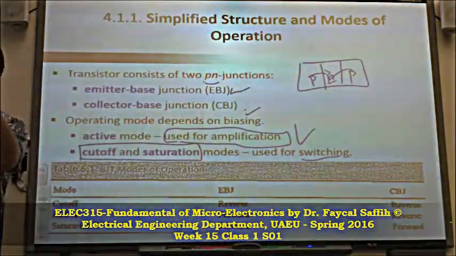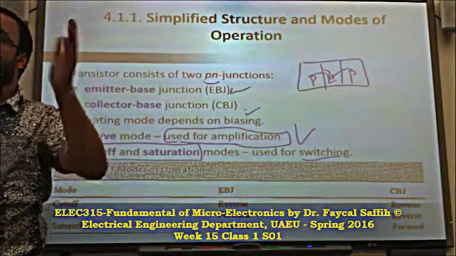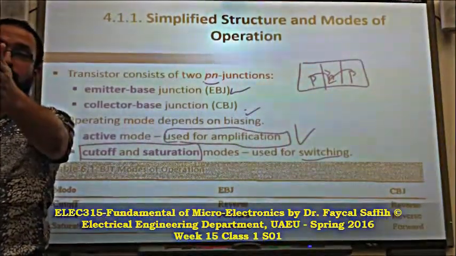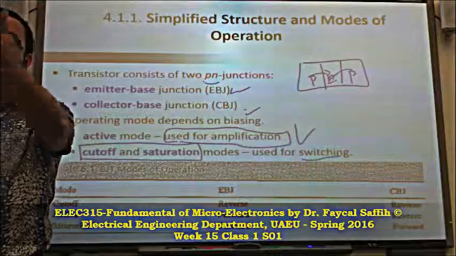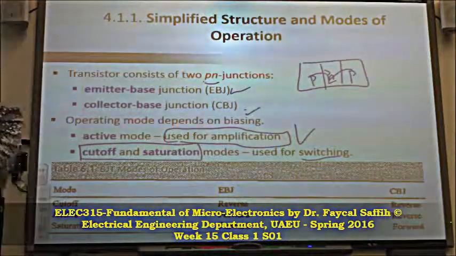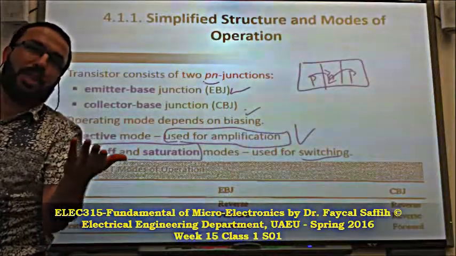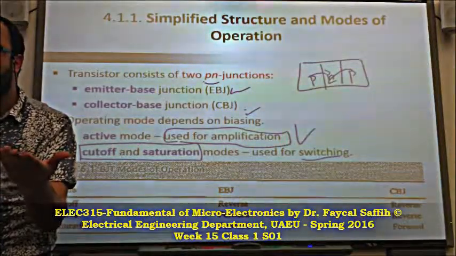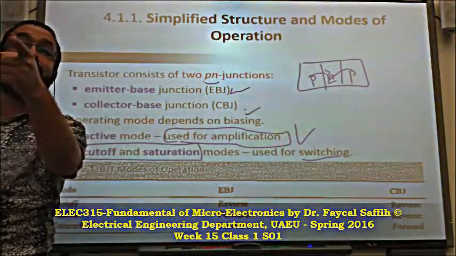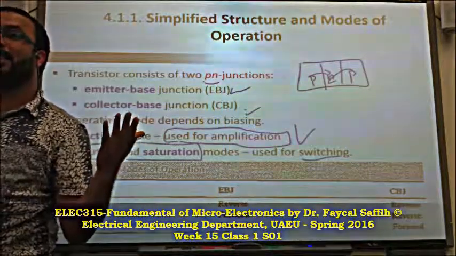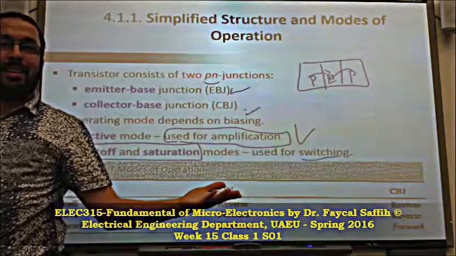When we talk about switching, what are we talking about? What's the application of a switch? Is it amplification? No. It's on or off. What do we call that? Digital.